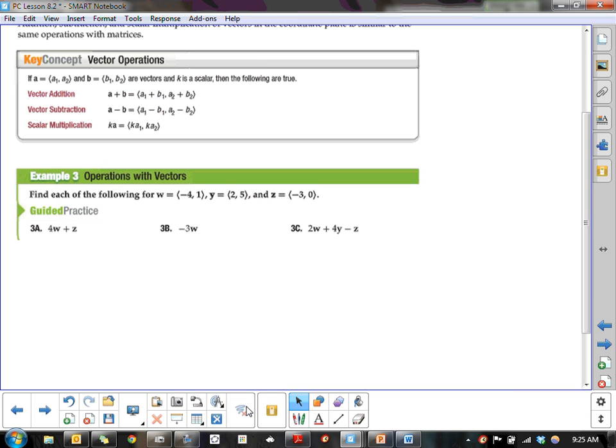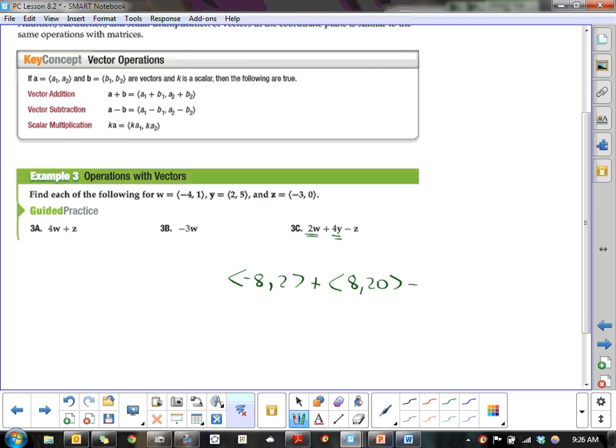And 2w plus 4y minus z. So let's do the 2w in our heads. What is 2 times vector w? Negative 8, 2, plus 4 times vector y, so let's do that one. 8 and 20, minus vector z, which is negative 3 comma 0.